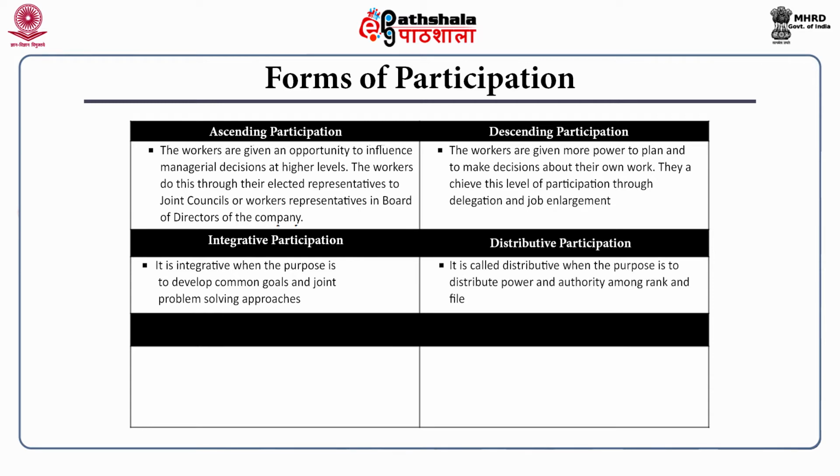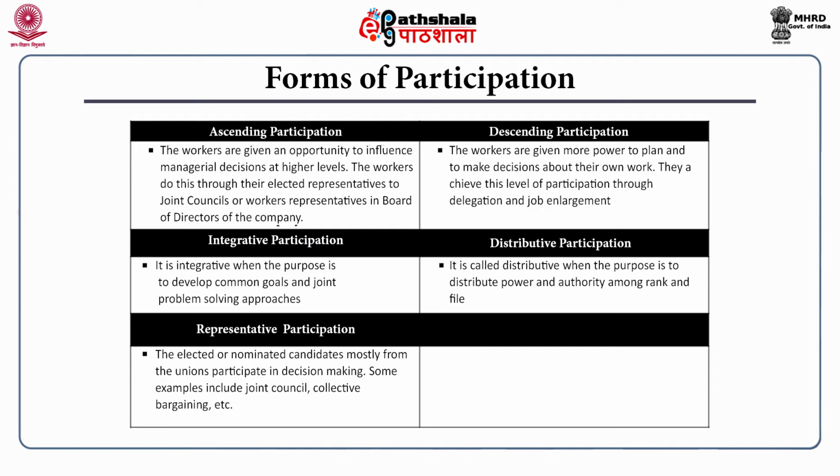Fourth is distributive participation. It is called distributive when the purpose is to distribute power and authority among the rank and file. Fifth is representative participation. The elected or nominated candidates, mostly from the unions, participate in decision making. Some examples include joint council, collective bargaining, etc.